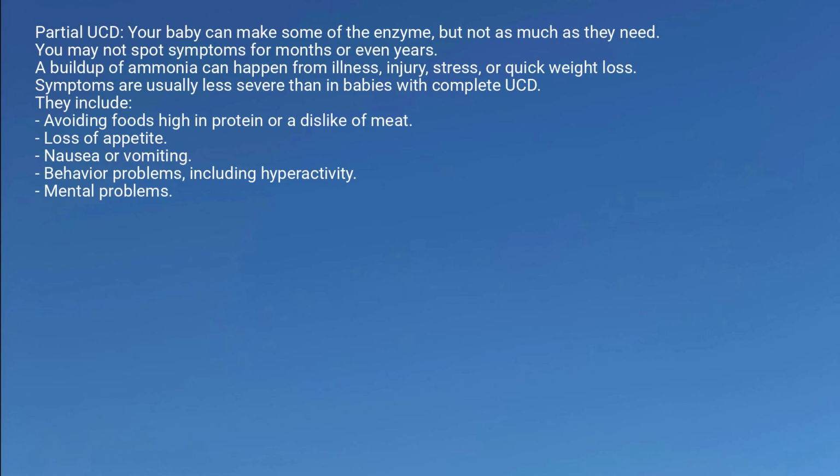Partial UCD. Your baby can make some of the enzyme, but not as much as they need. You may not spot symptoms for months or even years. A buildup of ammonia can happen from illness, injury, stress, or quick weight loss. Symptoms are usually less severe than in babies with complete UCD. They include avoiding foods high in protein or a dislike of meat, loss of appetite, nausea or vomiting, behavior problems including hyperactivity, mental problems.